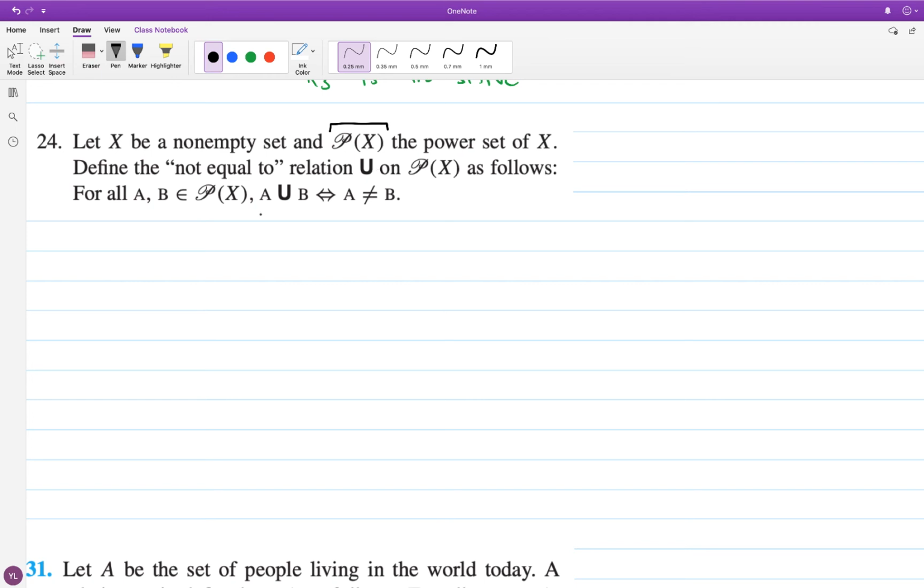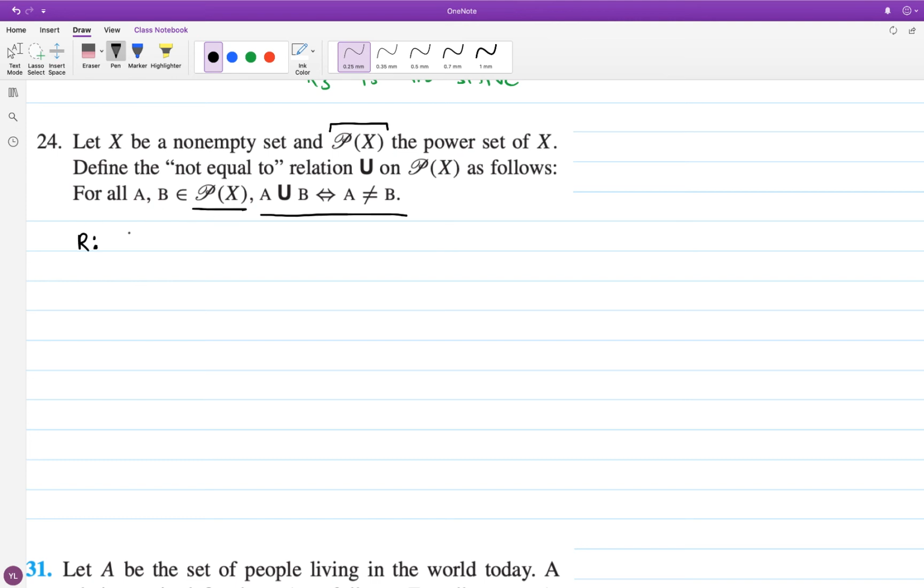So we're going to call two subsets of X related to each other if they're not equal to each other. It's a weird thing to define, but that's what we're doing. So again, the power set of X is the set on which the relation that we're defining lies. And given any two elements of that set, we define a relation if the sets are not equal to each other. Okay, so let's check reflexivity.